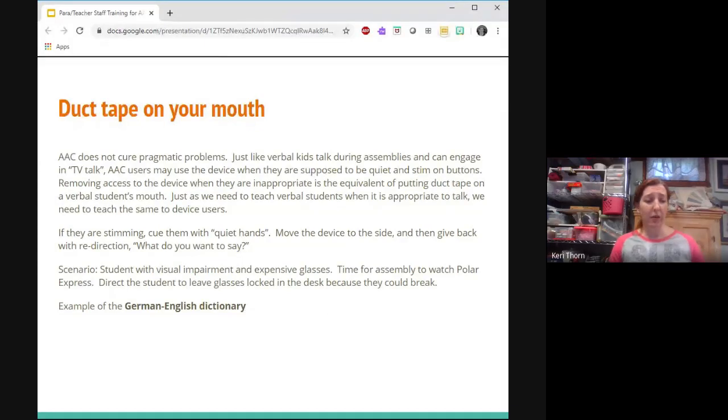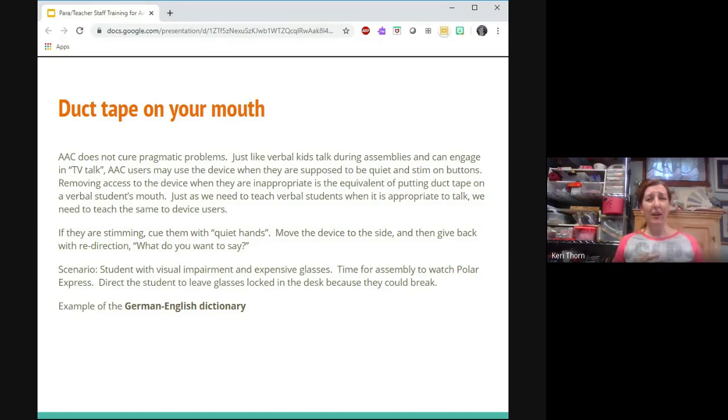And the last analogy I'm going to throw out for this part is an English-German dictionary. If I handed you that English-German dictionary, you're not going to be fluent in German. But all I did was give you a tool to language. I gave you access to language. But someone needs to show you how to use it. And that's what these devices are. They're access to language. We need to be the ones to teach them how to use it.